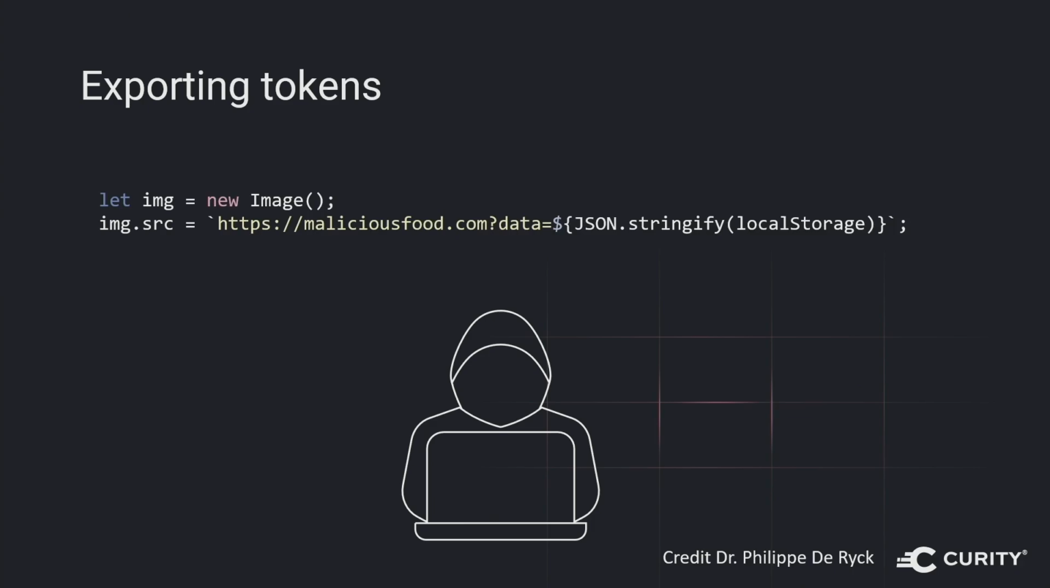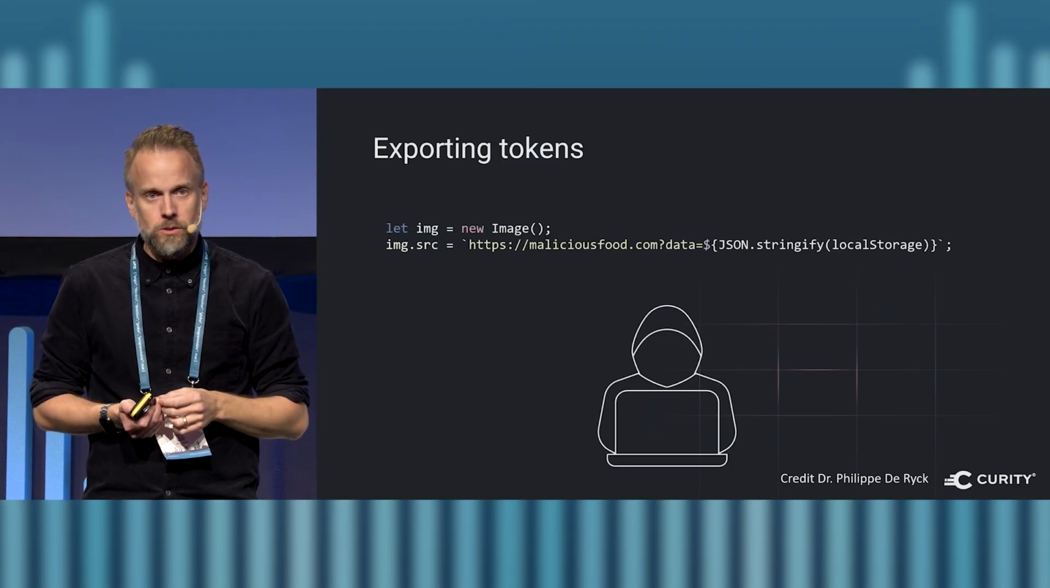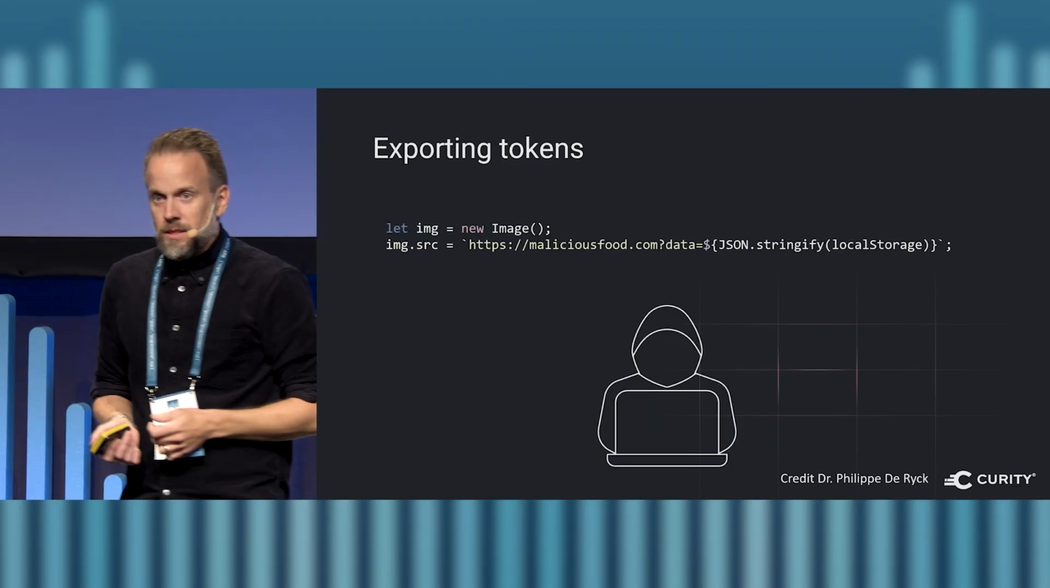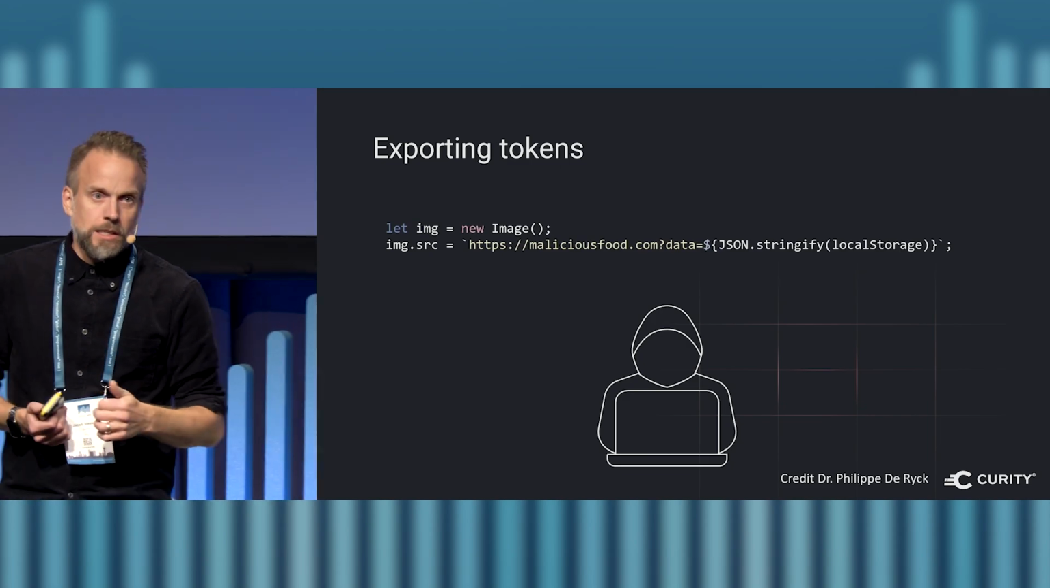Here we can see that with 2 lines of code, creating an image tag, and then setting the source of that image tag to some malicious URL, data equals JSON stringify local storage, we just exported the entire local storage to some malicious site somewhere. And if we had our tokens in there, they're gone. And you won't know, because when they use those tokens, there's no way you could know where they come from. You can't really tell from the server side. So they could be attacking you, and you won't know.